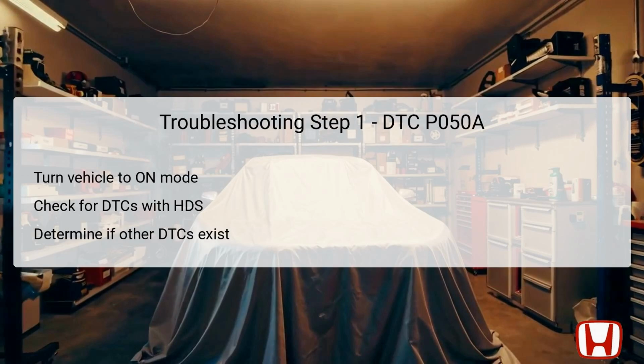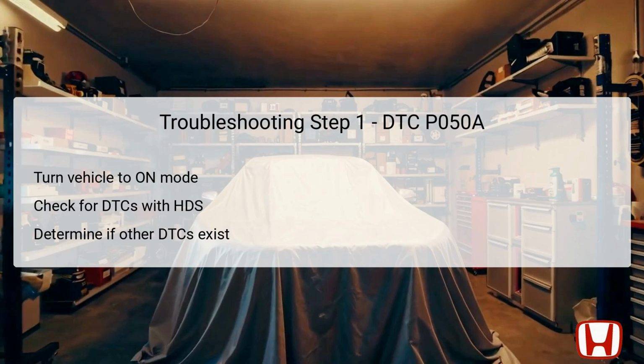The first step in troubleshooting DTC P050A involves turning the vehicle ignition to the on mode without starting the engine. This ensures that all electronic systems are powered. Next, it's essential to check for pending or confirmed DTCs using the Honda Diagnostic System, HDS. This diagnostic tool allows you to retrieve fault codes effectively.